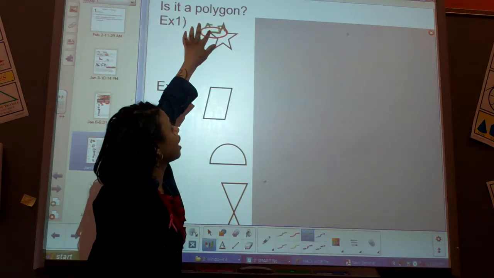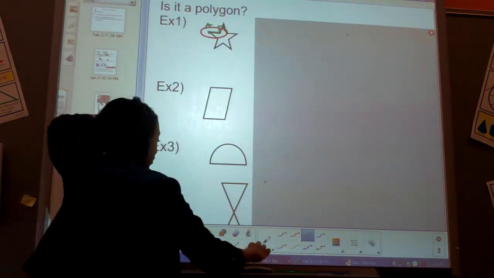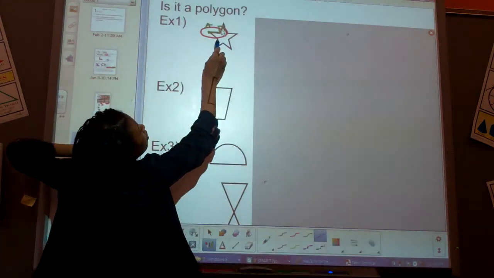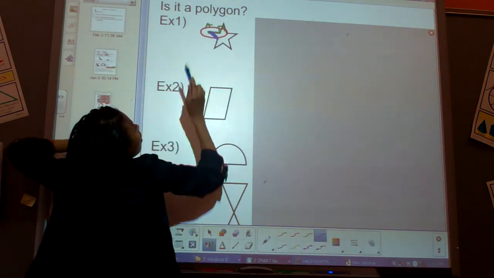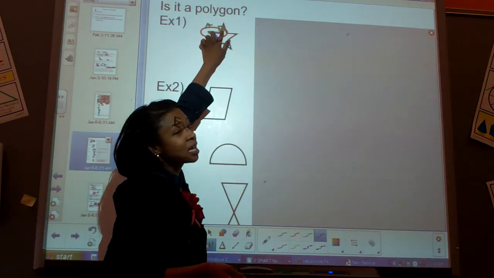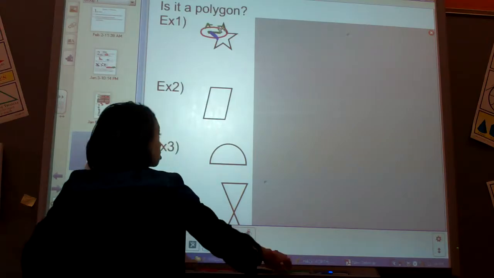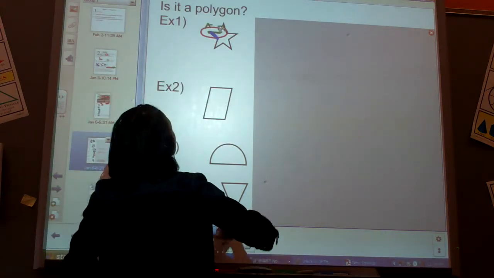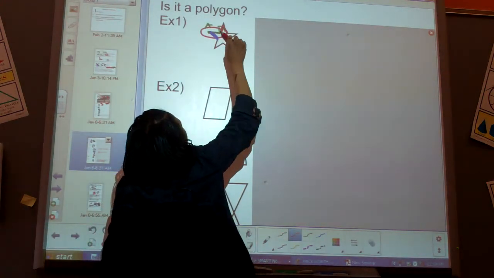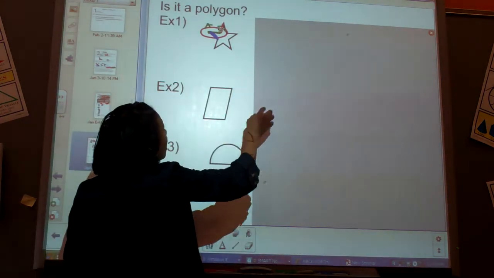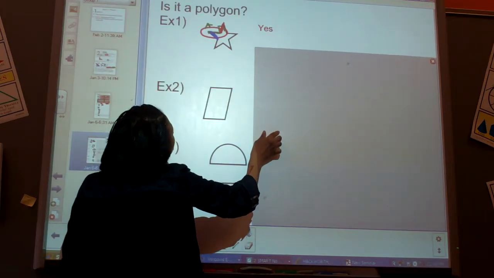Does this endpoint A connect to another line segment? The answer is yes, it does, with this segment there. Also, does the endpoint B connect to another segment? And the answer to that is also yes, it connects right here to that segment on the star. So is this a polygon? Yes, it is a polygon.